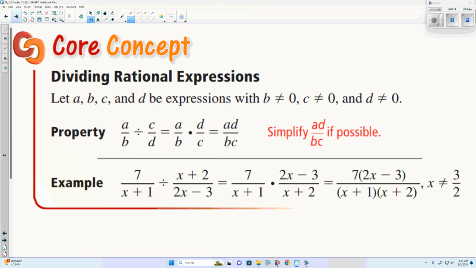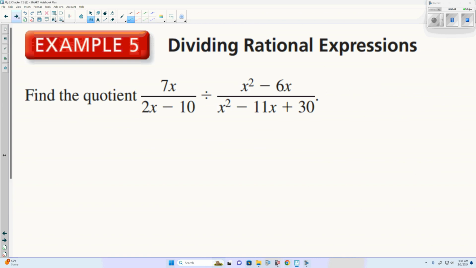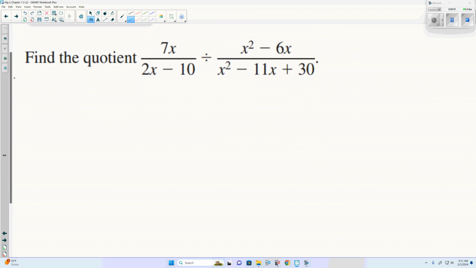What we're looking at today is dividing rational expressions, dividing two rational expressions. And the big difference between dividing and multiplying rational expressions is about two steps, or one main step. Because when we divide two fractions, we keep the first one the same. We change the sign from division to multiplication and flip the second. That's it. That is the only difference between division and multiplication. Well, there is one other, and we'll point it out here in a second.